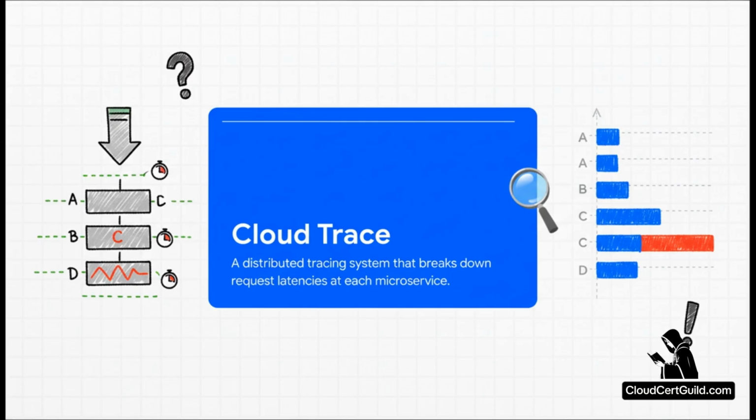So for our first mystery, that painfully slow API request, we deploy Cloud Trace. And what it gives you is this beautiful waterfall graph that shows every single hop the request made and exactly how many milliseconds it spent at each stop. That slow request, Trace will show you clear as day that service C took 3 seconds while everything else took 50 milliseconds. Boom, mystery solved.